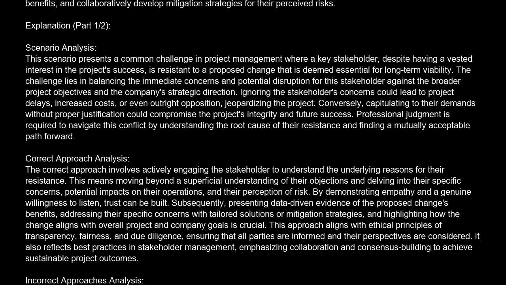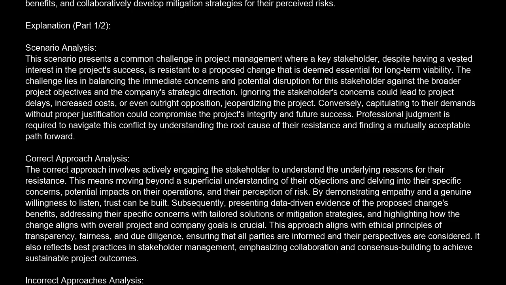The correct approach involves actively engaging the stakeholder to understand the underlying reasons for their resistance. This means moving beyond a superficial understanding of their objections and delving into their specific concerns, potential impacts on their operations, and their perception of risk. By demonstrating empathy and a genuine willingness to listen, trust can be built.